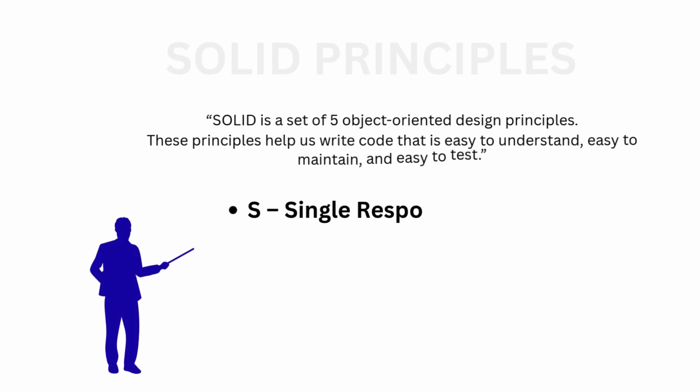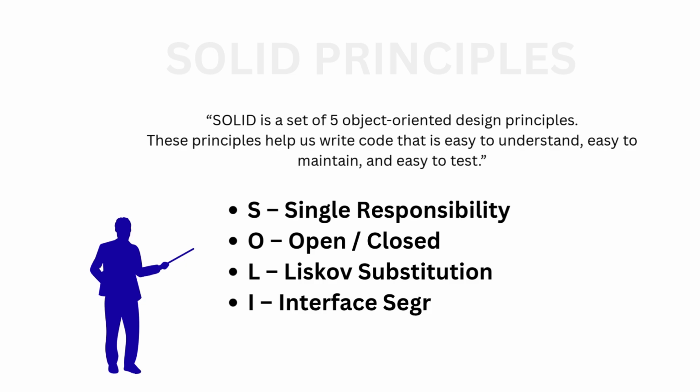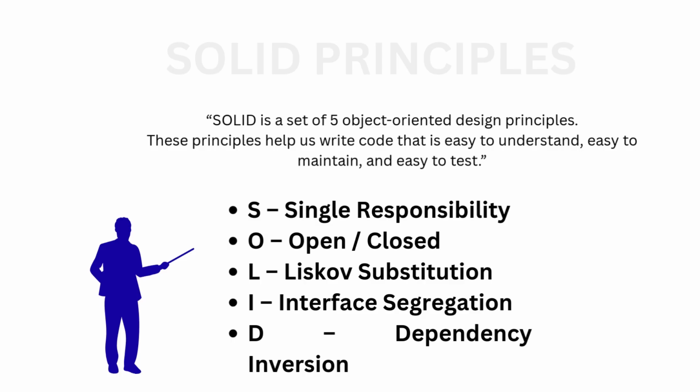SOLID is a set of five object-oriented design principles. S stands for single responsibility, O stands for open and closed, L is for Liskov substitution, I stands for interface segregation, and D is for dependency inversion. Let's look at them one by one.